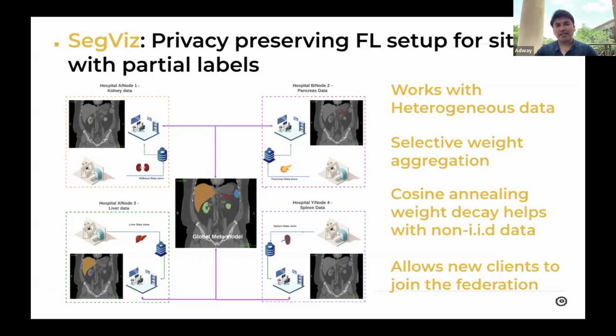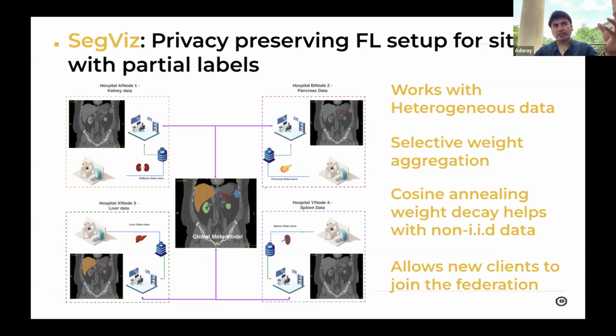Effectively, we had 4 different clients. Each client has an individual data set that they're training on locally, and then model updates are sent to a global model at the server location. We implemented the selective weight aggregation and cosine decay. Our setup actually allows new clients to join the federation without needing task-specific knowledge beforehand, because as training is happening, you could have new clients join the federation with new tasks being trained on.